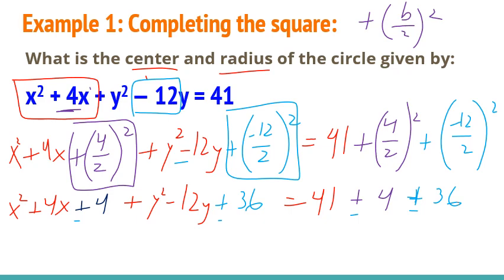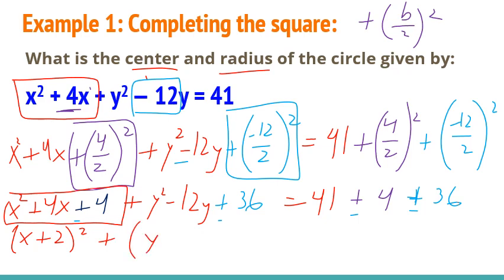Now watch what happens. Something always will happen if we do this right. These have now become perfect square trinomials, so I can factor them into binomials. This expression here is now (x + 2) squared. And for this expression, I need two numbers that multiply to 36 and add to negative 12, so that's going to be negative 6. Then all I have to do is sum these numbers up.